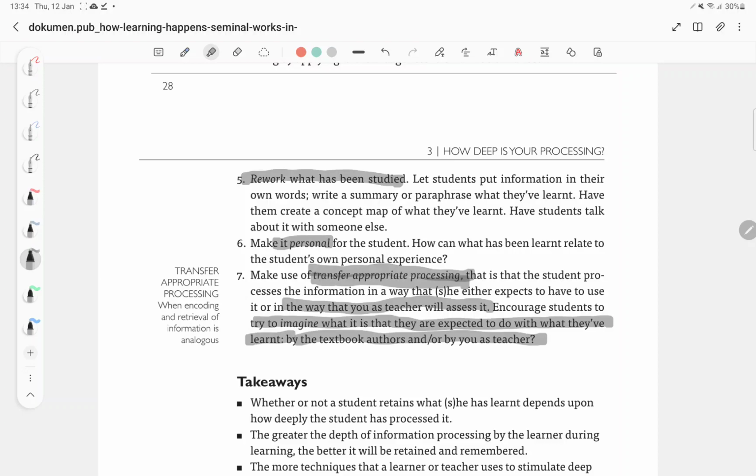Because it's only when they do that, when they compare and contrast, make it personal, adapt it to situations, that it's going to stick in long-term memory. And it's only then that they're going to build a web in their long-term memory that they can use to place other things in.